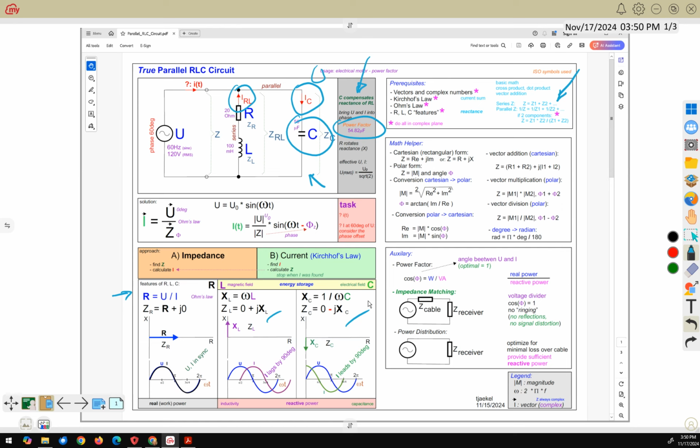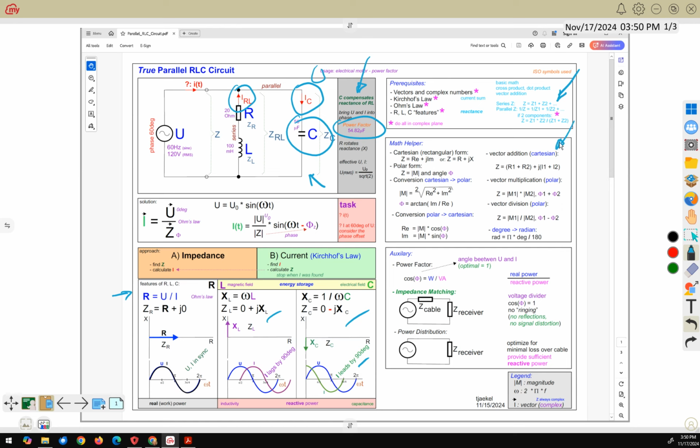And you will see also that I gave you, okay, the current on an inductor lags by 90 degrees behind the voltage, and on a capacitor it leads by 90 degrees the voltage. Then here is some other helper stuff.